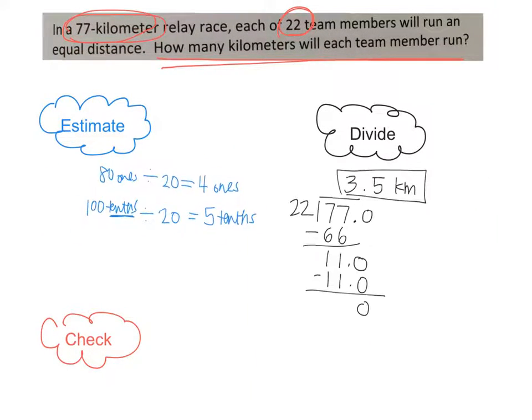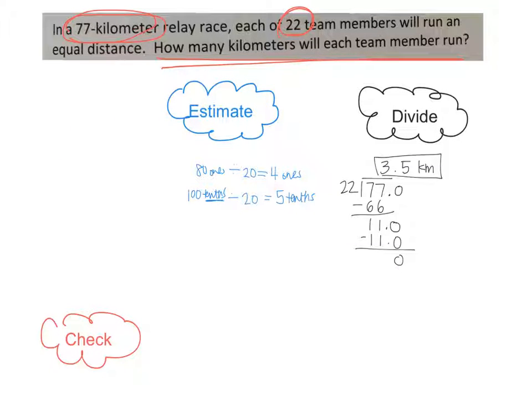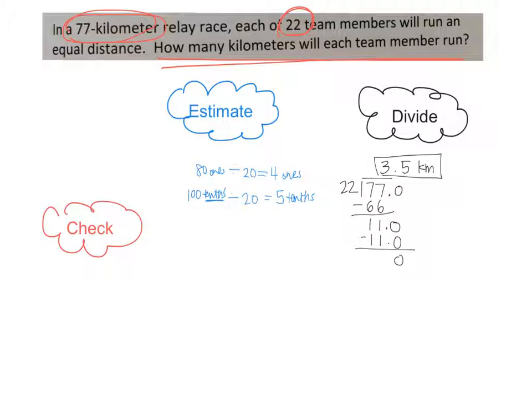What does the C stand for? Check. So how can I multiply to check? What do I need to multiply? I would multiply my quotient, which is 3.5, by my divisor, which is 22. Okay, now when I'm going to multiply, I see that I have a decimal. So I have to think in my head that I'm going to multiply this by 10, right, to move the decimal point over here. Okay, let's multiply.